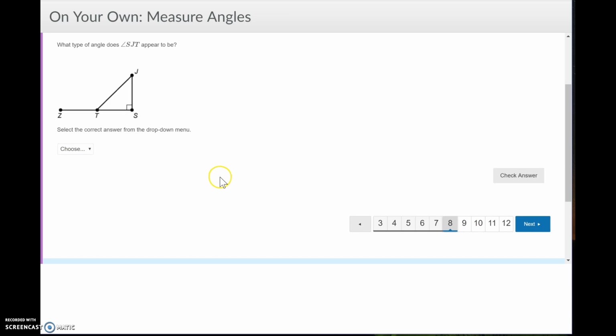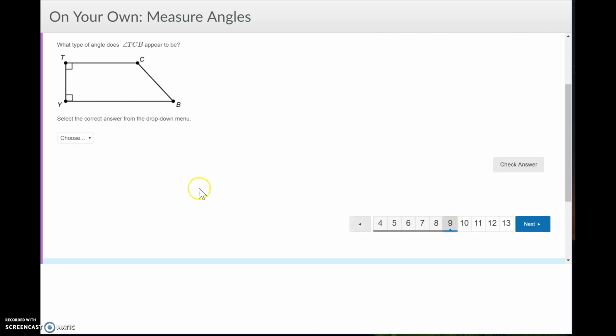All right. What type of angle does SJT appear to be? So if this is a 90-degree angle here, inside the triangles, a triangle's angles all add up to 180. So we can't have more than that. So these have to be less than 90 degrees. So that makes it an acute angle.